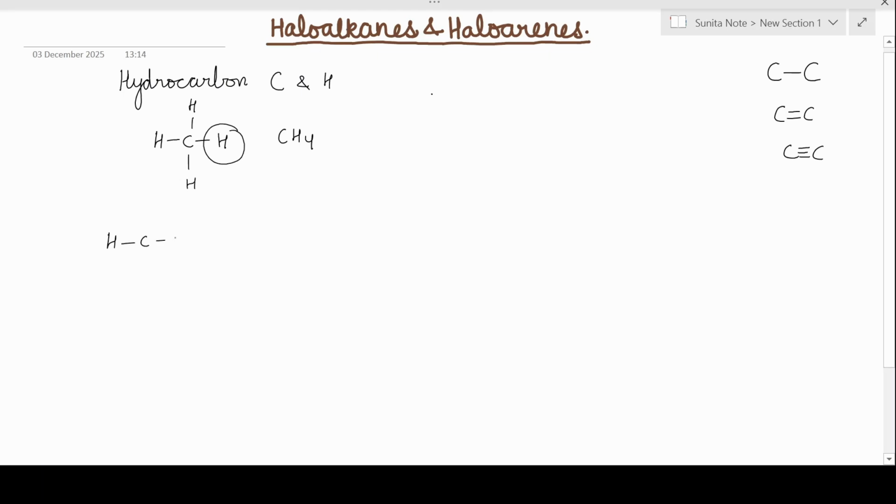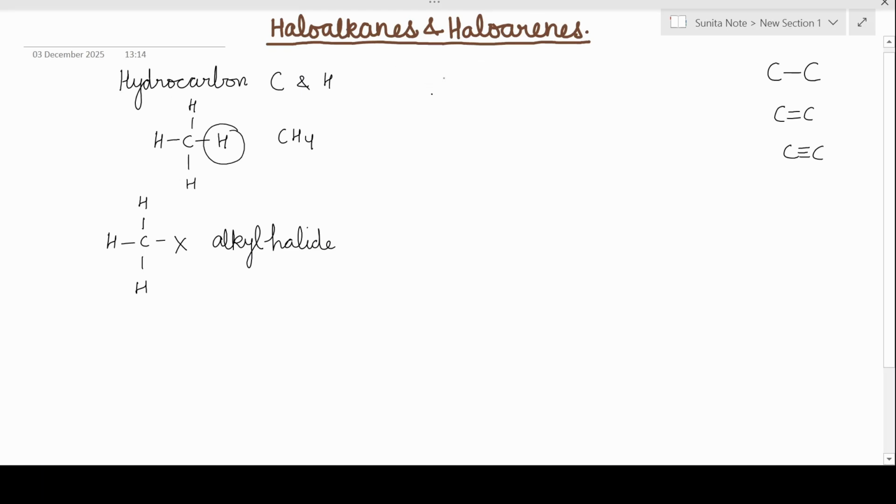So as we are dealing with haloalkanes, that means a hydrogen of the alkane is replaced by a halogen atom, which makes it a haloalkane. Haloalkane is the IUPAC term and alkyl halide is the common term. Now coming back to the haloarenes.